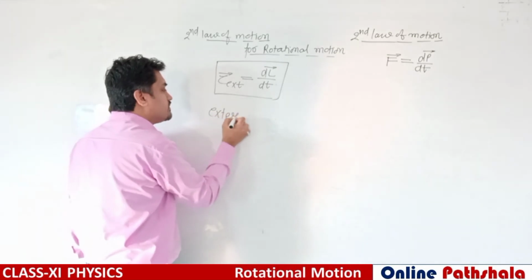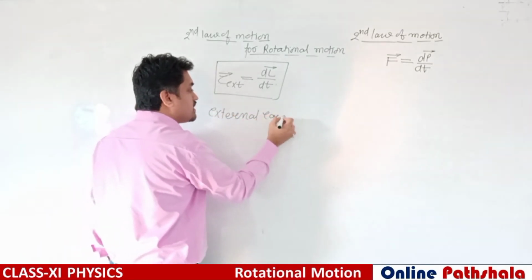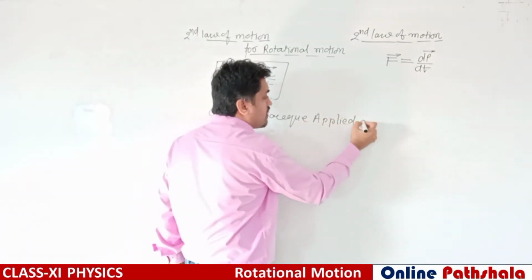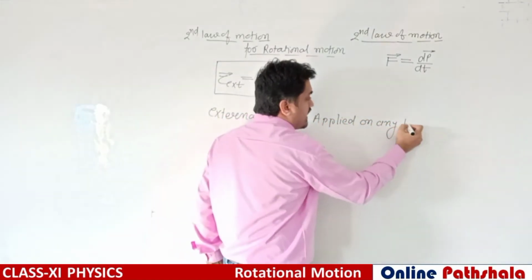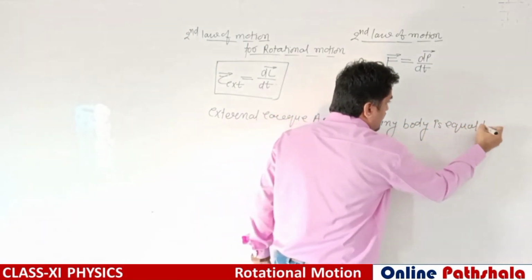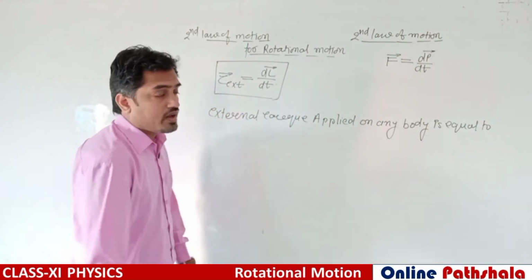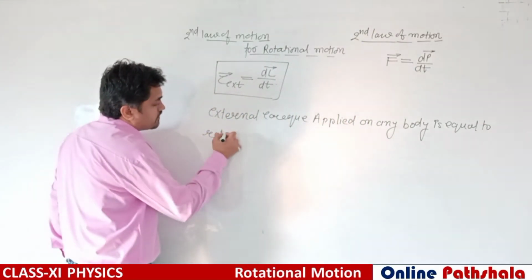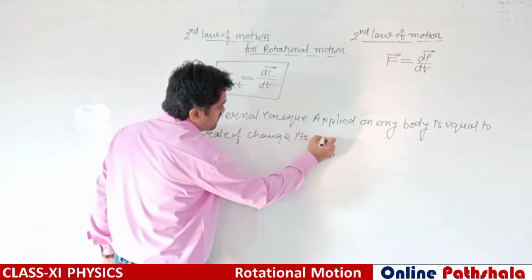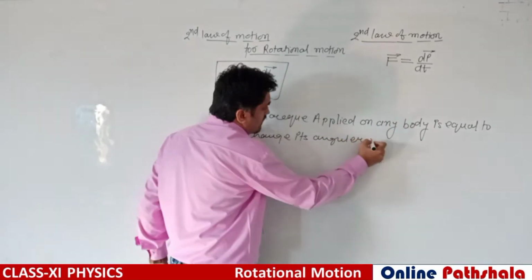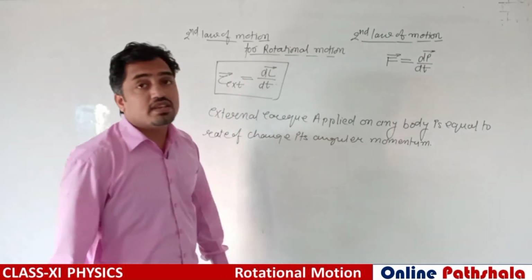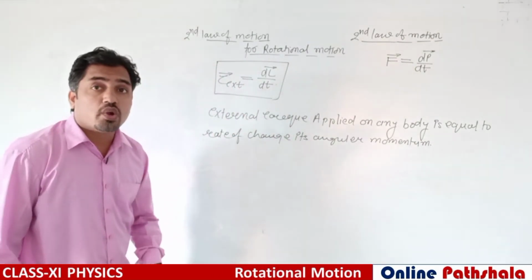External torque applied on any body is equal to the rate of change of its angular momentum. It is the second law for rotational motion.